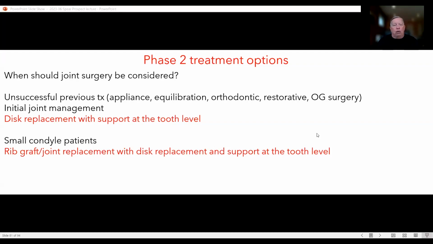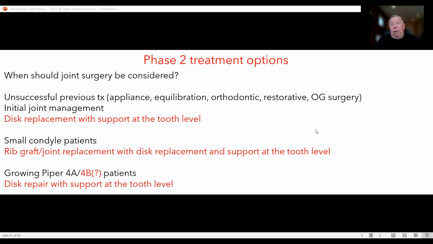Today, it seems like total joints, because we're able to make those so much more accurately today, have kind of replaced ribs. Usually when you do that, you're also going to do a disc replacement with fat and support at the occlusion at the tooth level. And the last would be growing patients. You know, there's one option out of all those that gets anatomy back to normal, and that's the disc repair.